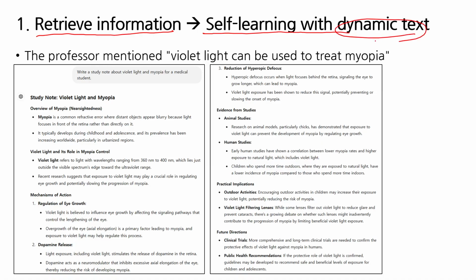So let's think about a situation where the professor during class mentioned that violet light can be used to treat myopia, and then just moves on to the next topic. However, the student gets curious and they go to ChatGPT and ask like this: write a study note about violet light and myopia for a medical student. Then instantly, the student can generate a very detailed and accurate study note.